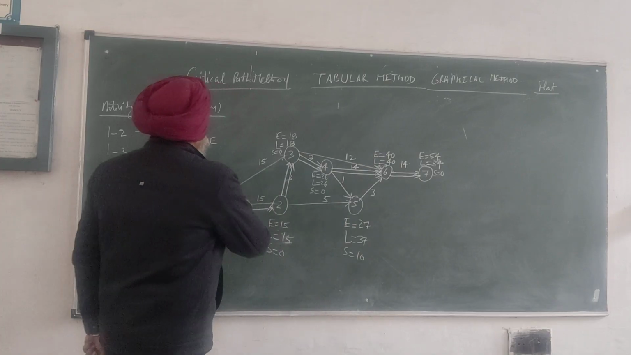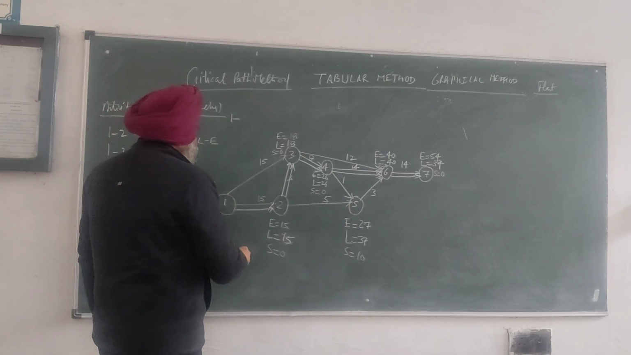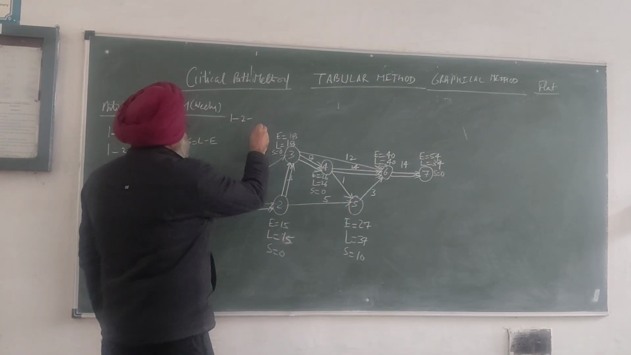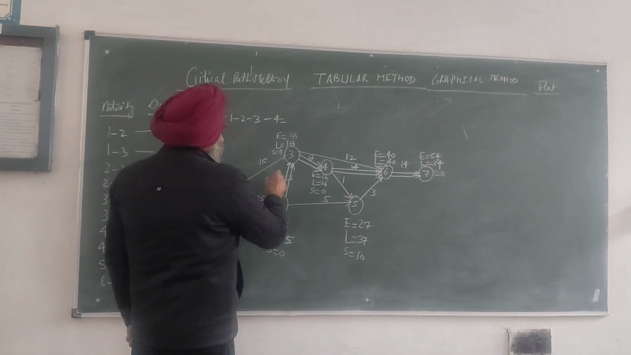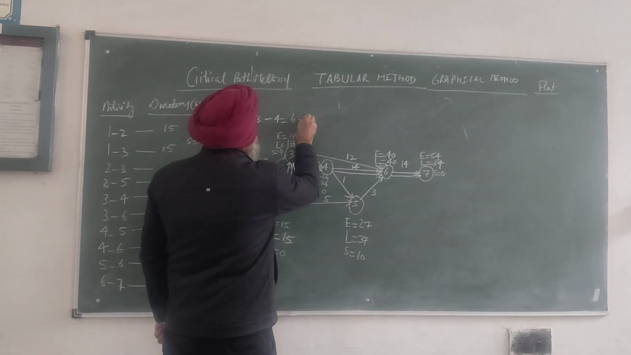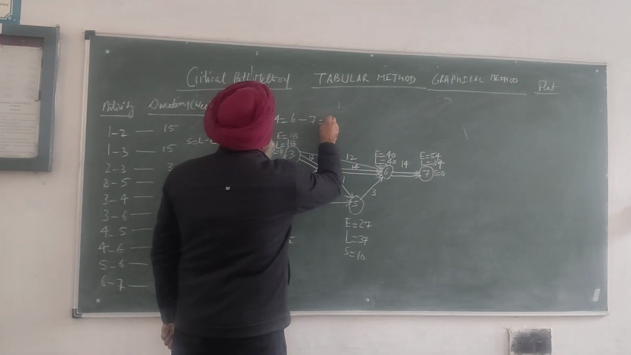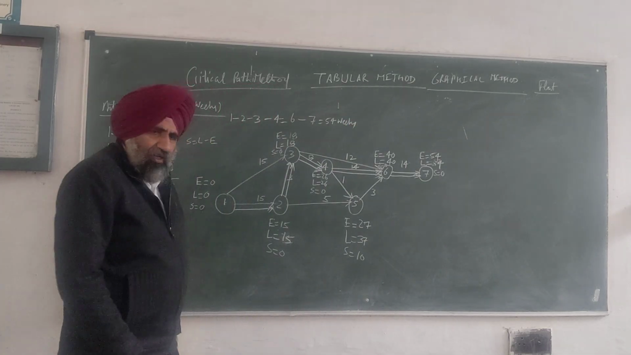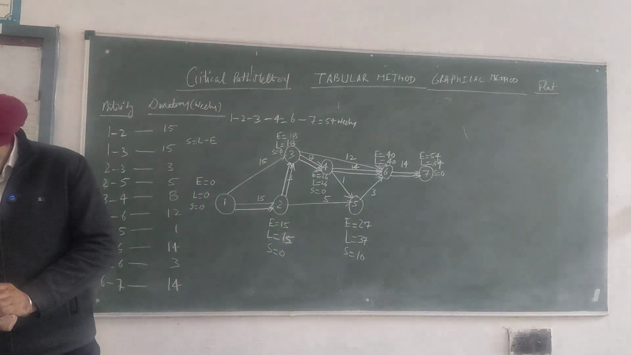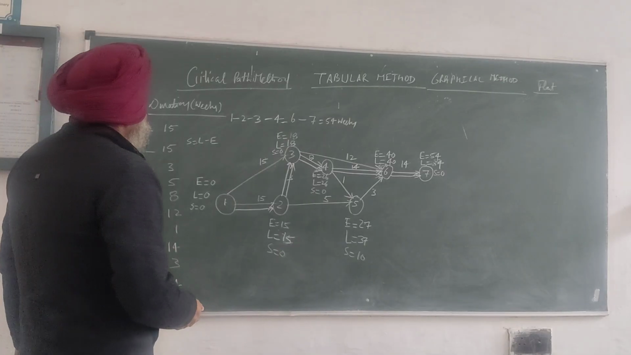So the critical path is, yesterday we talked about there are 6 paths. Today we are going to discuss only the critical path: 1 to 2, 2 to 3, 3 to 4, 4 to 6, 6 to 7. And the time you have is 54 minutes. Clear? Anybody having any doubt so far?